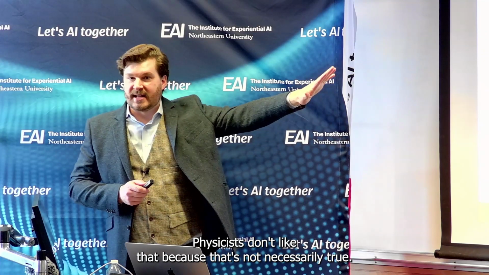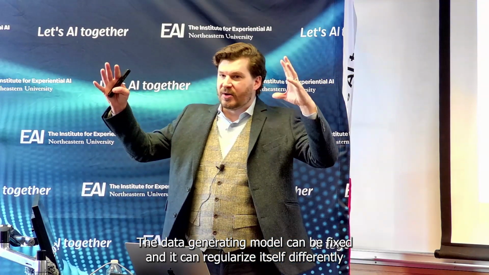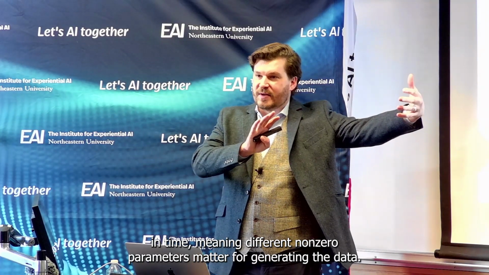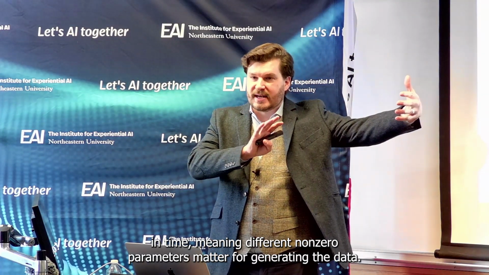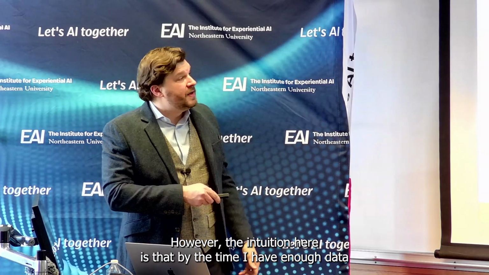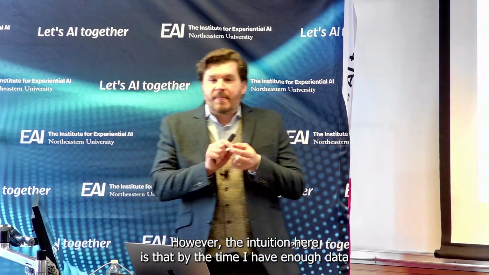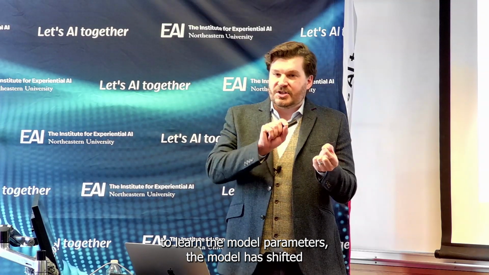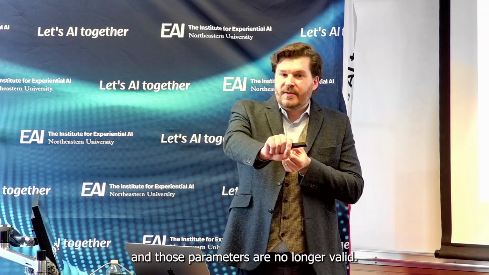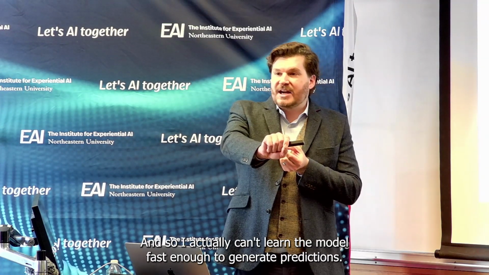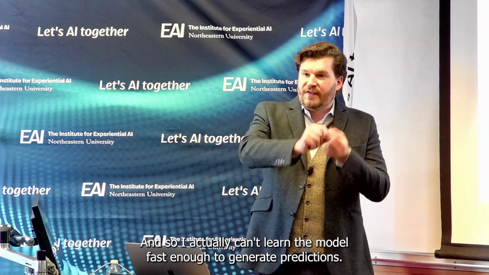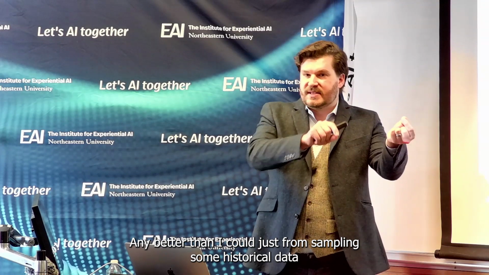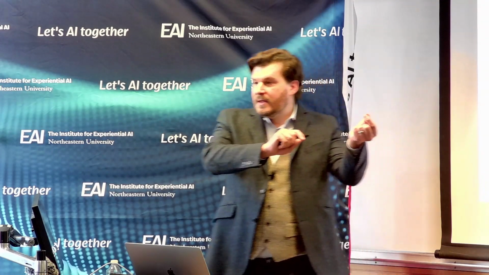Physicists don't like that because it's not necessarily true. The data generating model can be fixed, and it can regularize itself differently in time, meaning different non-zero parameters matter for generating the data. However, the intuition here is that by the time I have enough data to learn the model parameters, the model has shifted, and those parameters are no longer valid. And so I actually can't learn the model fast enough to generate predictions any better than I could just from sampling from the historical data.